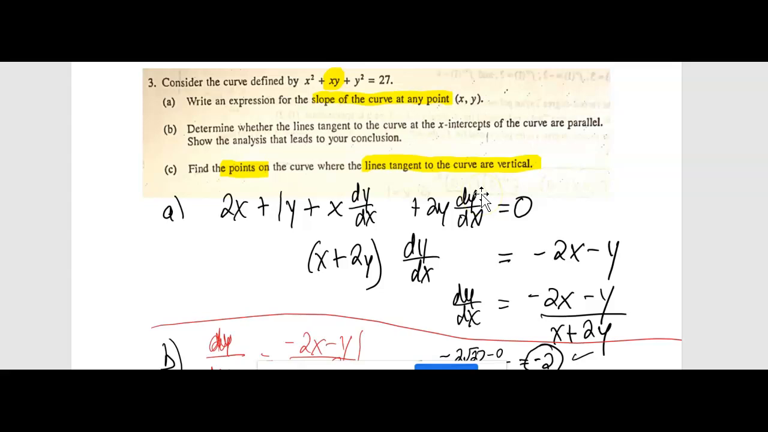Okay, if you're stuck, it goes back to, one, understand you're finding a point right now. So we need both an x coordinate and a y coordinate. The points we are looking for are the points on the curve where our tangent lines are vertical. So now, third question, third time that this has been asked.